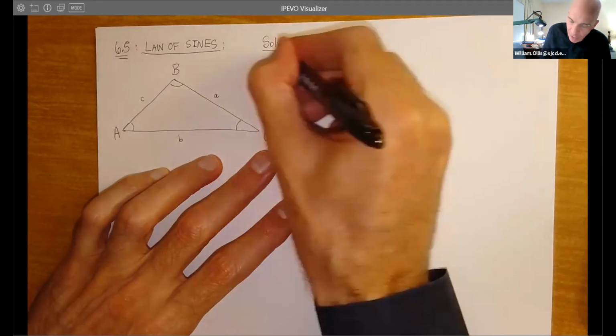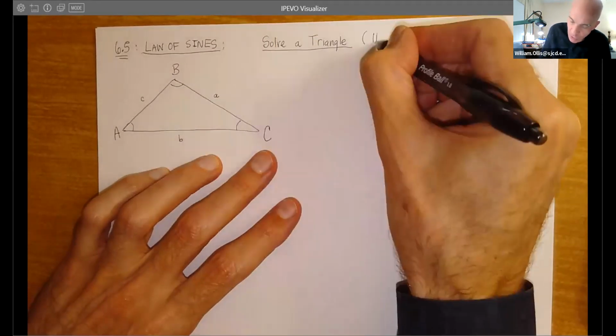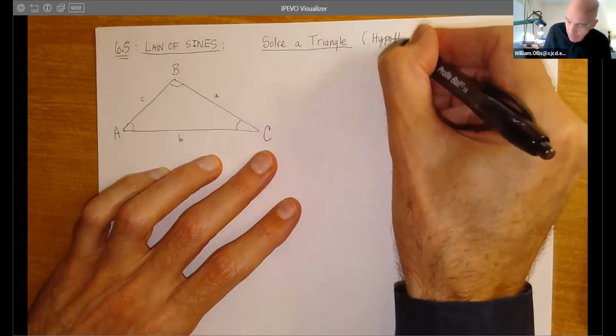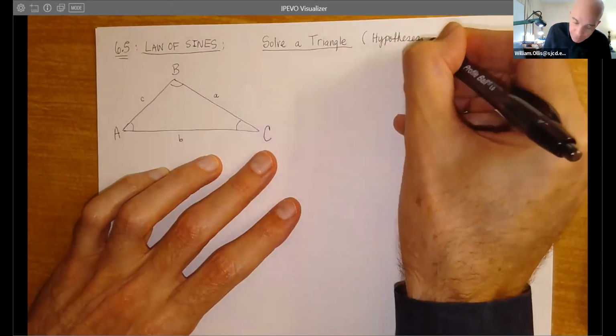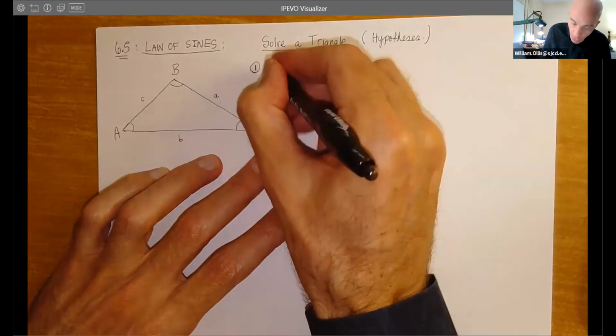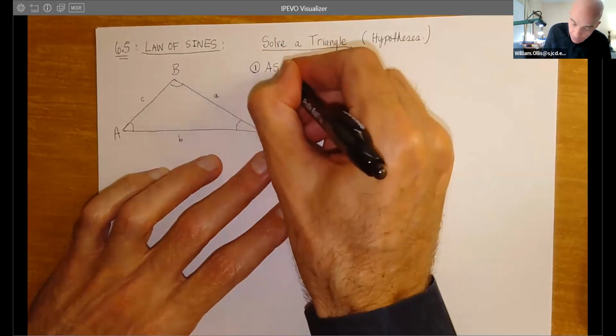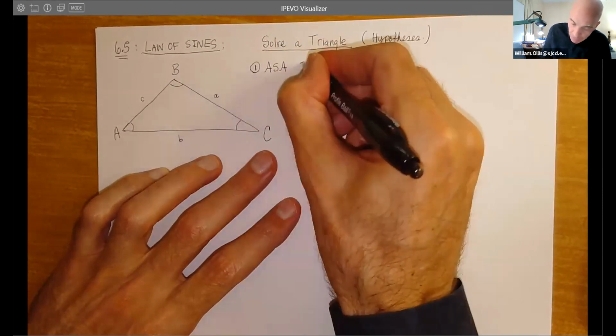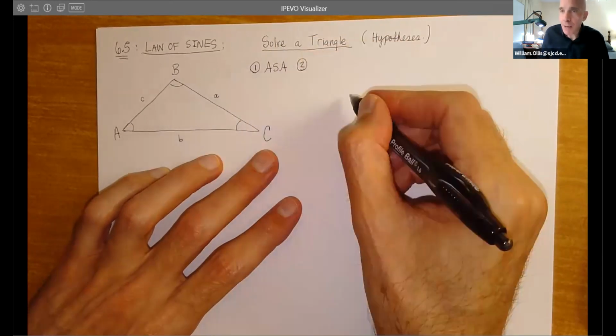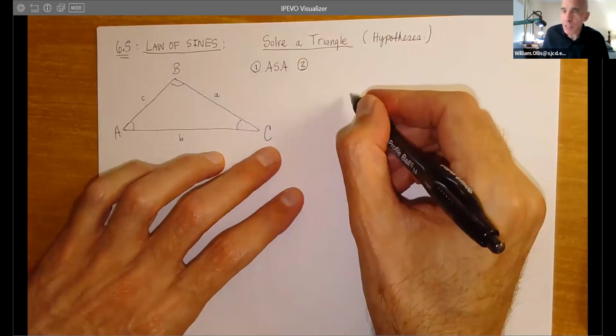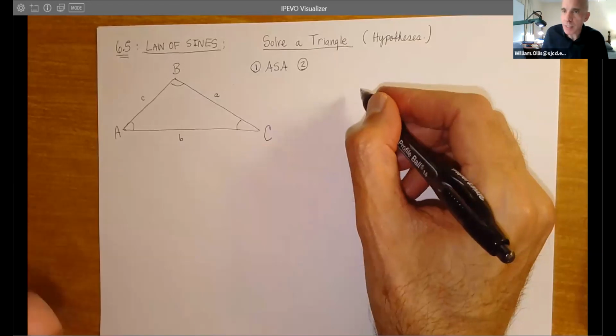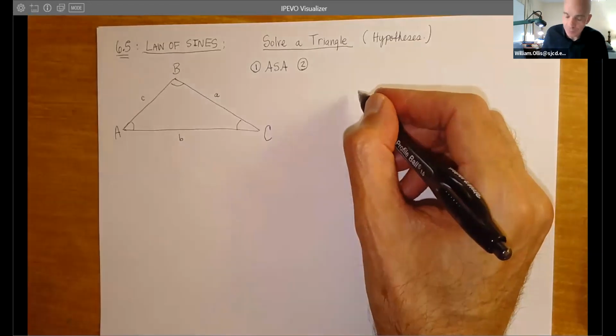So these are the hypotheses that we can use. The first one is a familiar one. It's called angle side angle. If we have those hypotheses for a triangle, we can solve it. Either the triangle doesn't exist or we'll get one triangle.